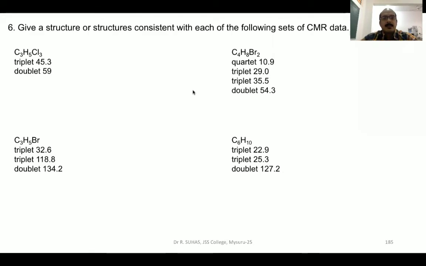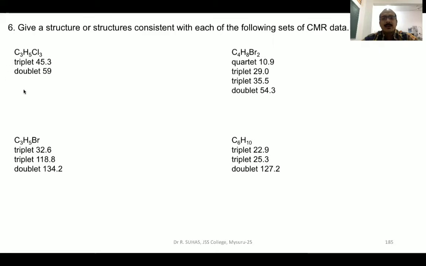We will now move to the next problem, 6th one. Give a structure or structures consistent with each of the following sets of CMR data. So he has given the molecular formula, and he has given the multiplicity along with the chemical shift values. So based on that, you have to arrive at the probable structure of the compound. And the first one is C3H5Cl3.